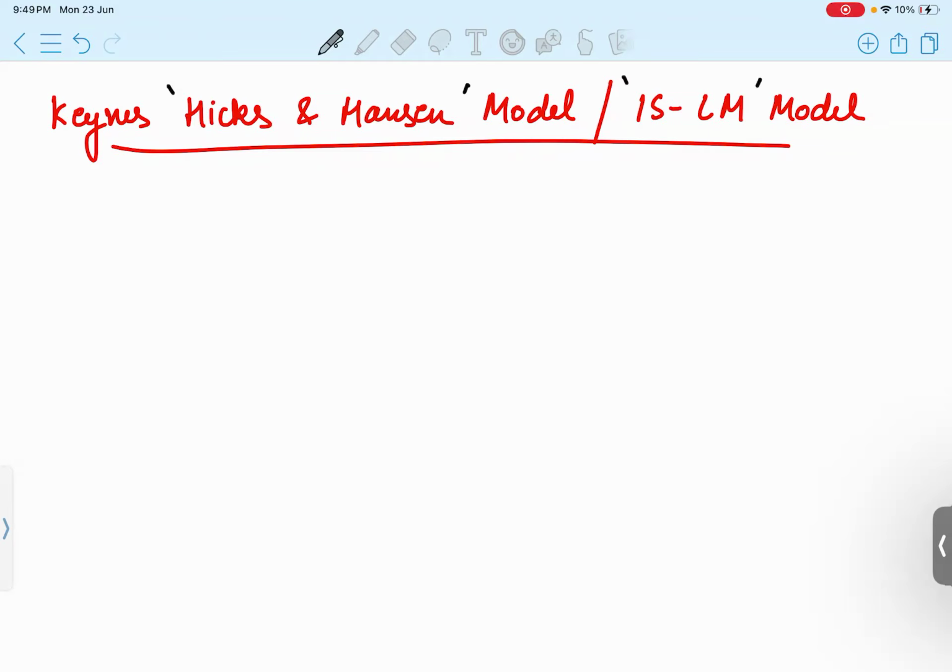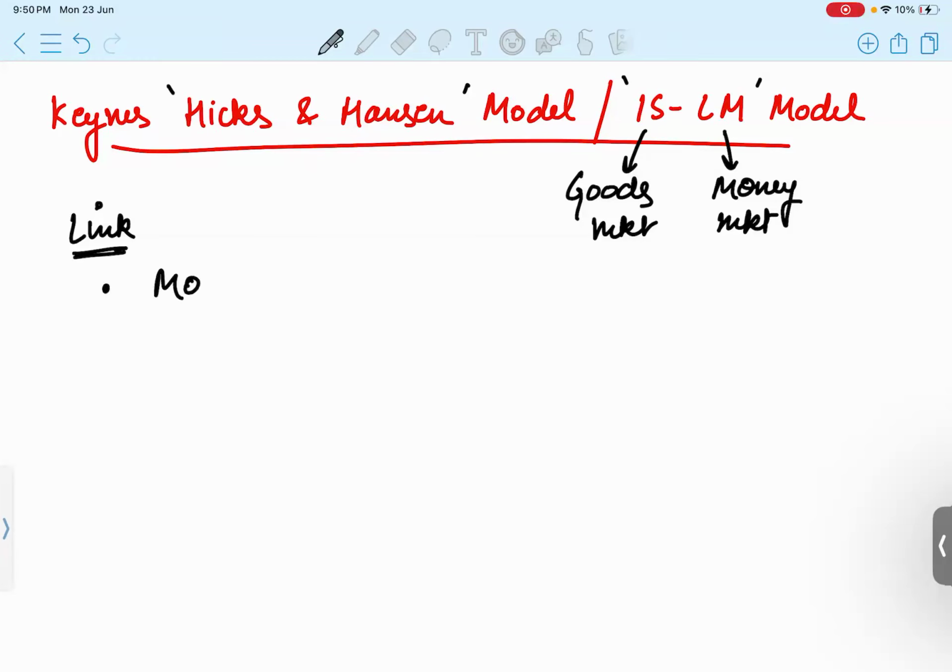IS here stands for investment and savings, and it is representing the goods market in the economy. L stands for liquidity preference, and M is for the quantity of money. So this is representing the money market. We are going to discuss the relationship between these two markets, how they are interdependent and how they determine the equilibrium.